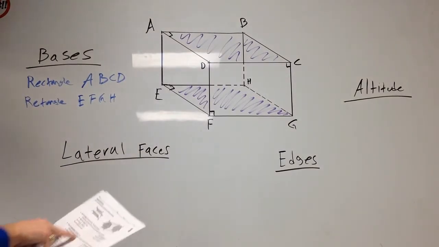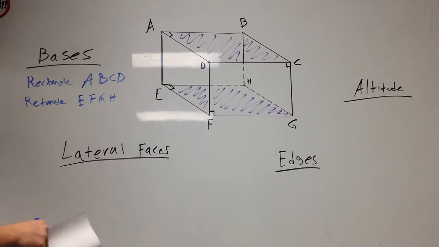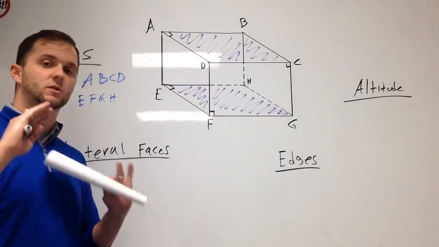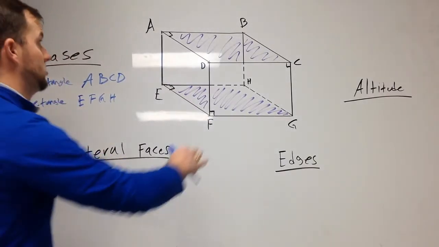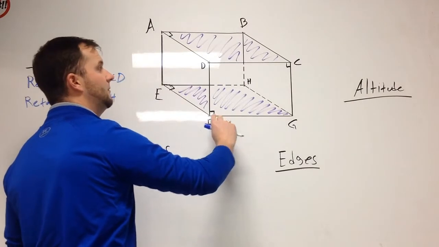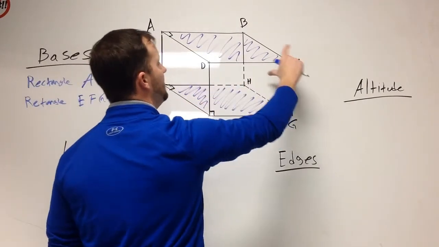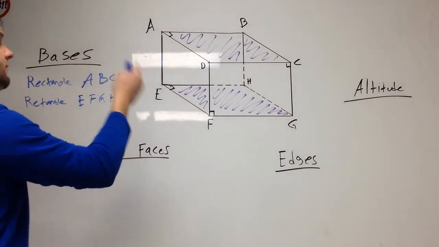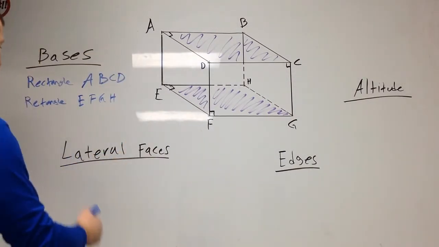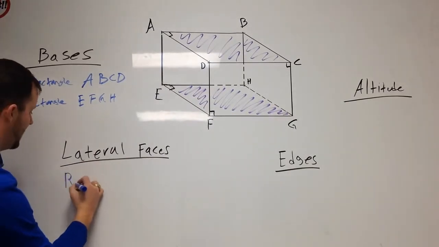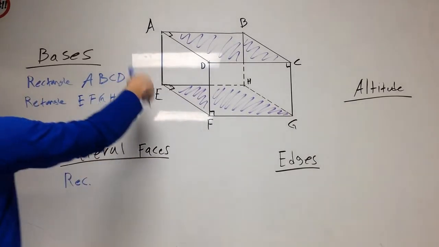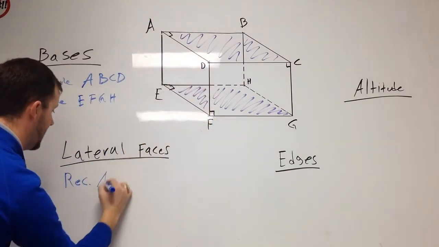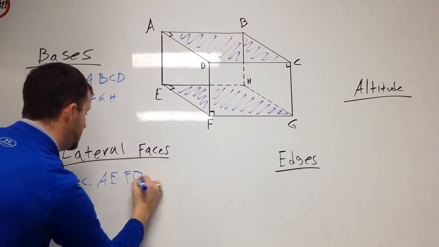So the next thing, number 2 on the left side, wants me to name the lateral faces. Remember, the lateral faces are the sides or the shapes that connect the two bases. So if you look, I have a top and a bottom, and all the shapes in between those are going to be known as my lateral faces. And if we look here, all of those shapes are also going to be rectangles. So for the lateral faces, I'm going to abbreviate here, the first is going to be rectangle. I'm going to start from the left here: AEFD. So AEFD.